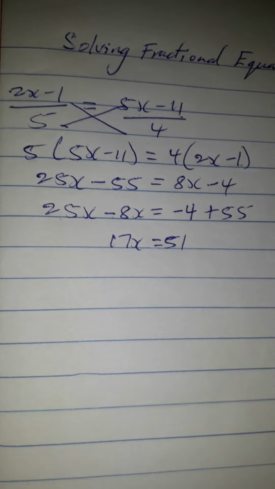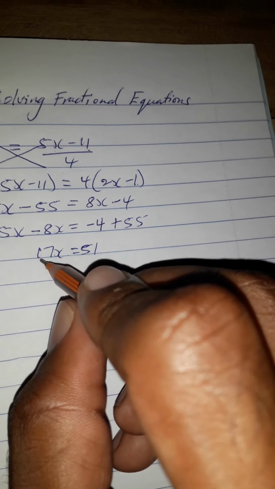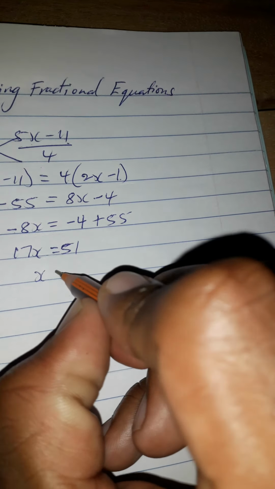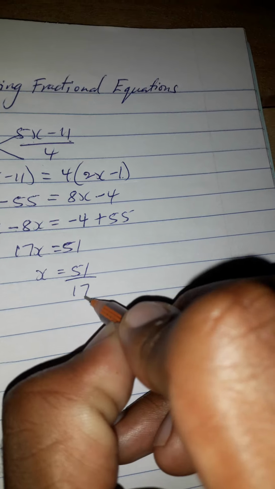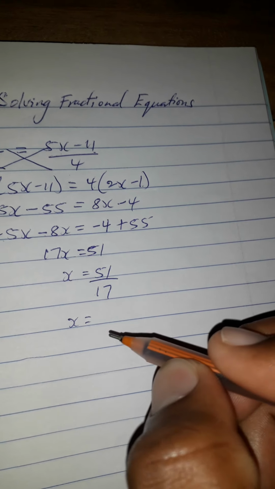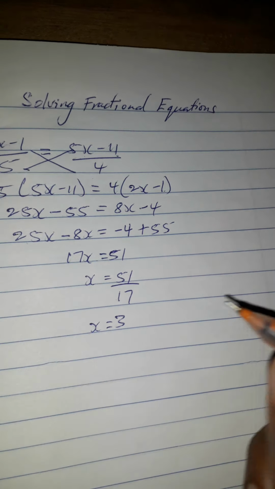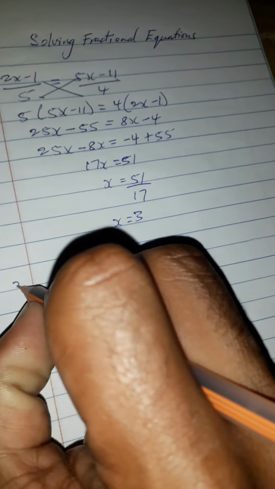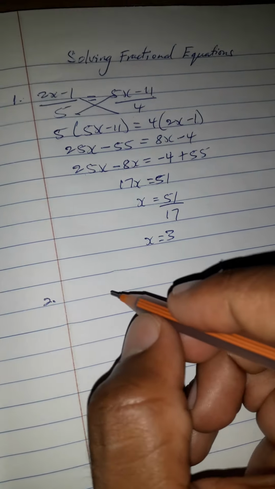We need to solve for x. So the 17 is multiplying by x. If you take it across, we'll divide, so x will equal 51 over 17, and 17 can go into 51 3 times. Okay, that's our first problem. Let us look at another problem similar to this one.